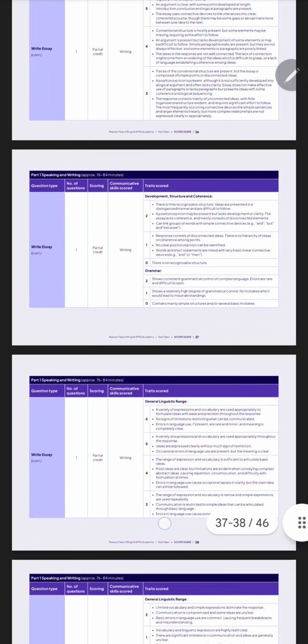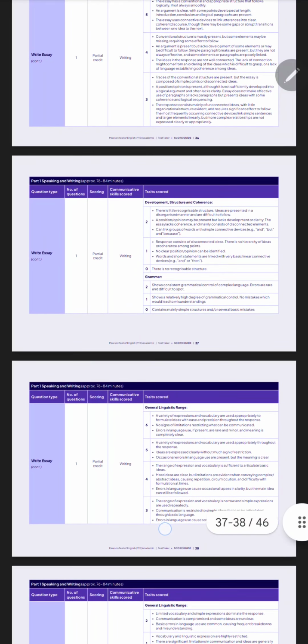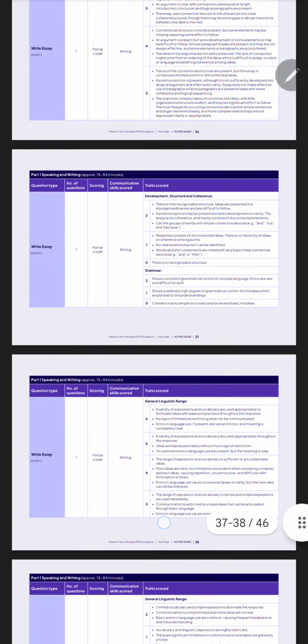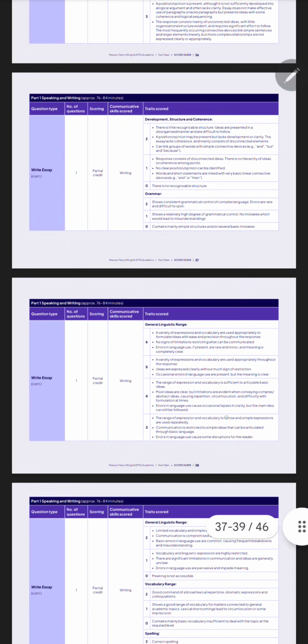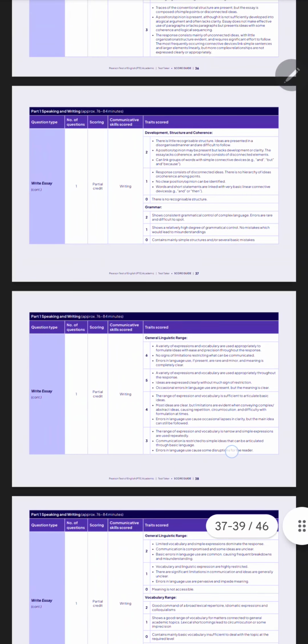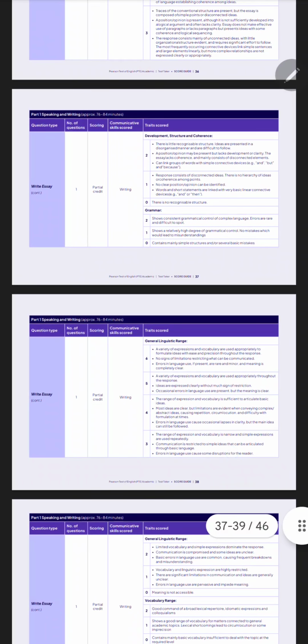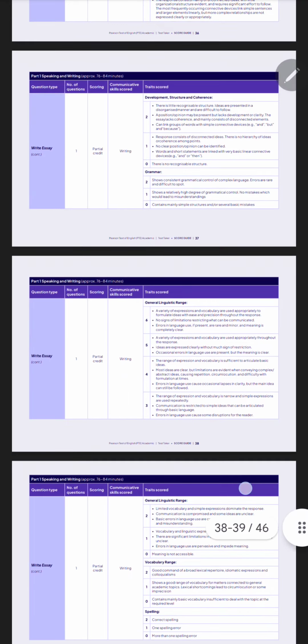Grammar. Grammatical control of complex language, errors are rare and difficult to spot. Maybe one of my strengths is grammatical range and accuracy. Yeah, but I would try my best to flexibly use the grammar, sentence structures and vocabulary.